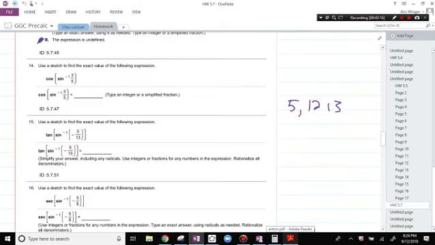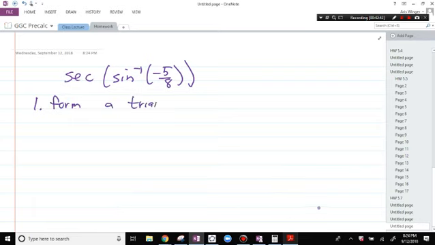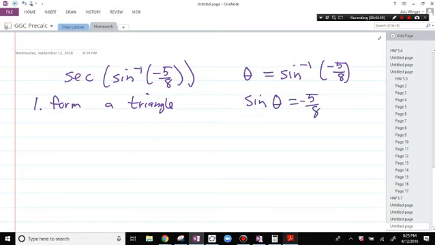Secant of inverse sine of negative 5 over 8. So I'm going to get a game plan for these. Okay, so now we're going to have some square roots all over the place. I'm not afraid of those. Right, so then the first step is form a triangle. Actually, step 0 is to let theta be the angle inverse sine of negative 5 over 8. This means that the sine of this angle is negative 5 over 8, and in particular, we take note that theta is in the fourth quadrant.